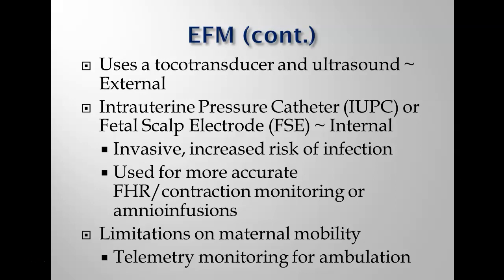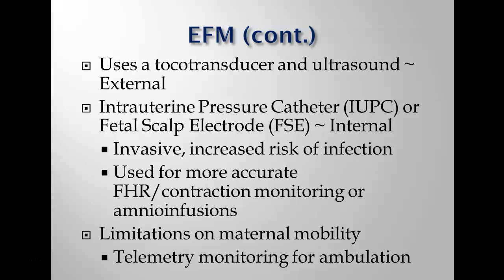If we wanted to use an internal monitor, we can use something called an intrauterine pressure catheter, or an IUPC. That's an internal monitor that measures contractions from the inside of the uterus. Or if we wanted to monitor the heart rate internally, we can use something called a fetal scalp electrode, which is placed on the baby's head to get the heart rate. So remember that these internal monitors are invasive and they do increase the risk of infection.